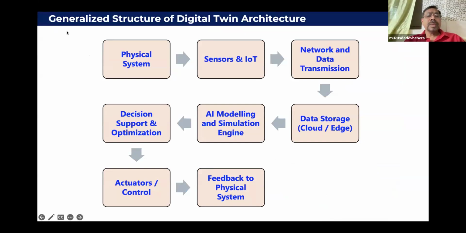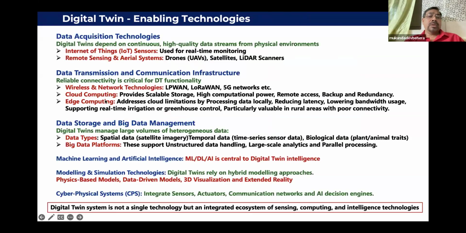problem. So the generalized structure of a digital twin architecture could start from physical system, sensor IoT that gives us the data, network and data transmission, and data storage, and you have the cloud computation, edge computing, AI modeling and simulation engine, decision support and optimization, actuators control, and also the feedback to the actual or the real world system.